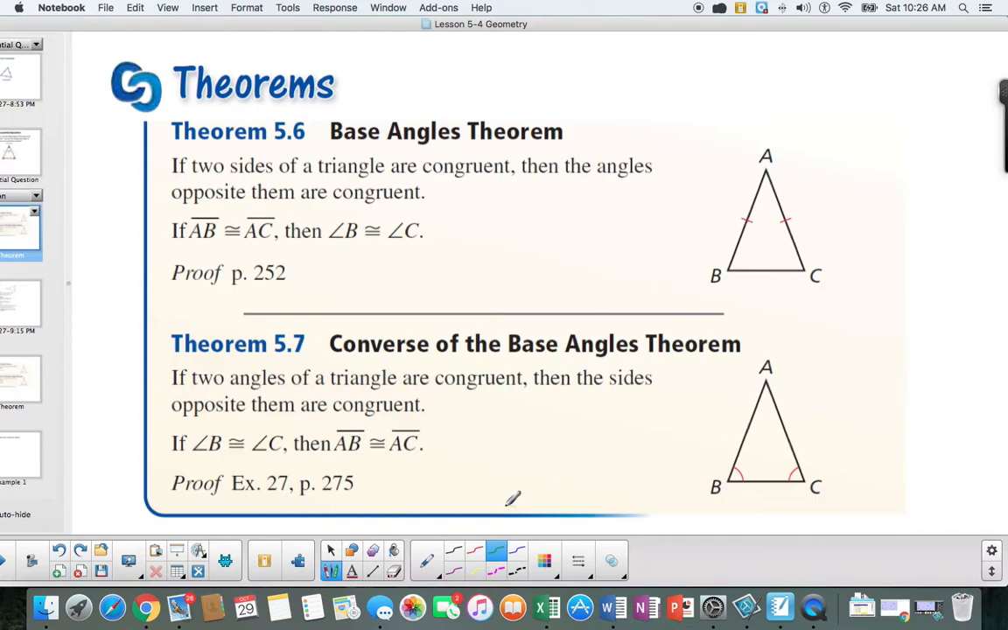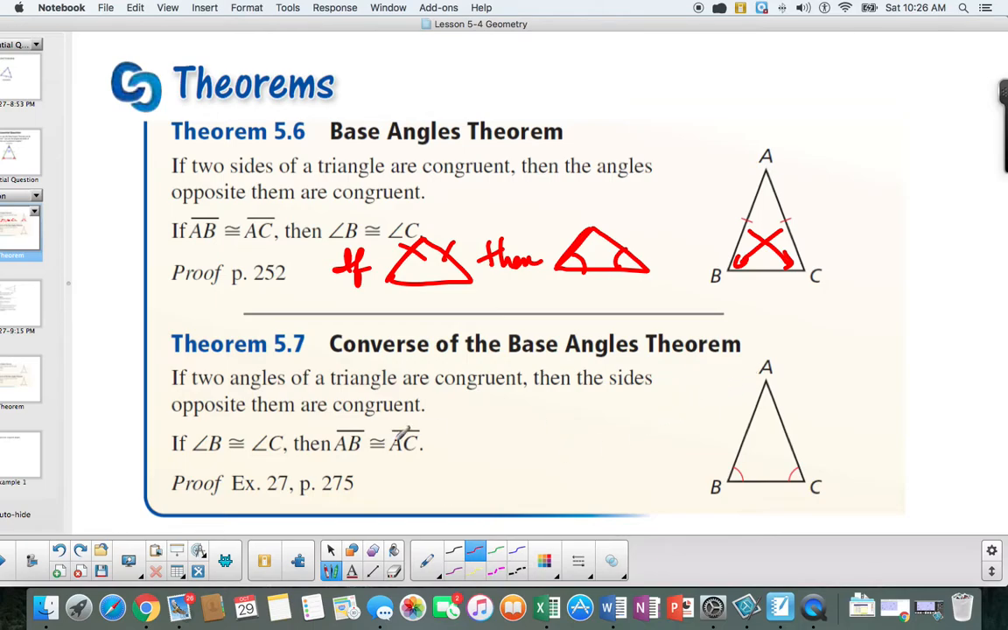This is what the base angles theorem says. If two sides of a triangle are congruent, then the angles opposite them are congruent. I've seen some books write it this way: if you have a triangle with two sides congruent, then the angles opposite them are congruent. Now, this means opposite right here. This angle is opposite this side. This angle is opposite this side. So they're facing each other.